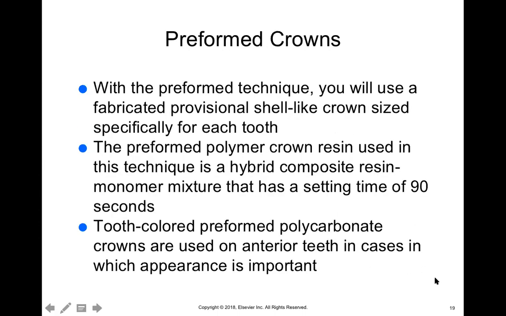Okay, with the preform technique, you use the shell like we saw before, and you add the composite resin material into the shell, and then you place it onto the tooth until it completely sets. Once it sets on the tooth that is being prepared, then you take it out and you can make adjustments. So you can shave it to make it sit on the margin. If there's an area that's seated too high, you can shave it down, but you have to wait for the material to set. And it says here, it takes about 90 seconds for it to set.